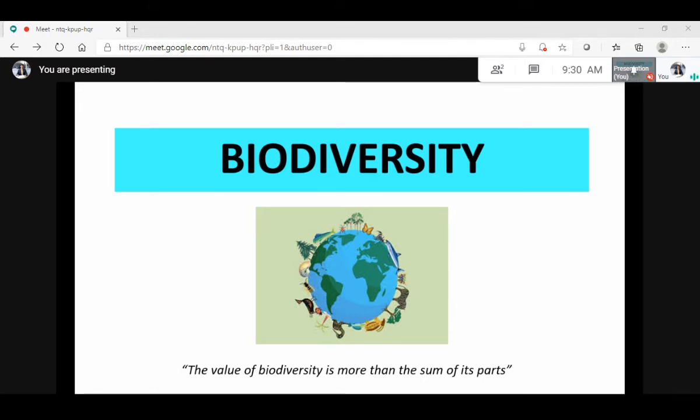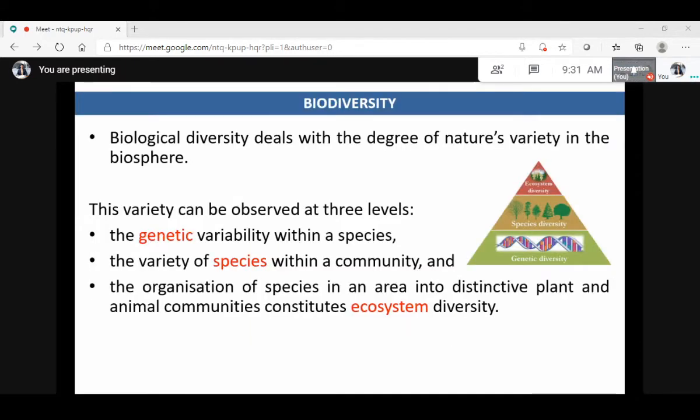The term biodiversity includes all the terrestrial, marine and other aquatic organisms. It also covers diversity within species, between species as well as the variation among ecosystems. It is concerned also with their complex ecological interrelationships. Biological diversity deals with the degree of nature's variety in the biosphere.